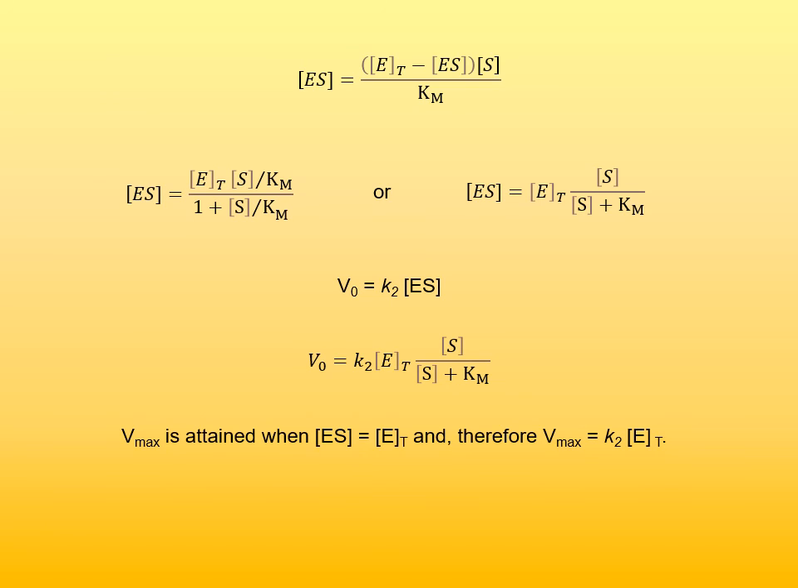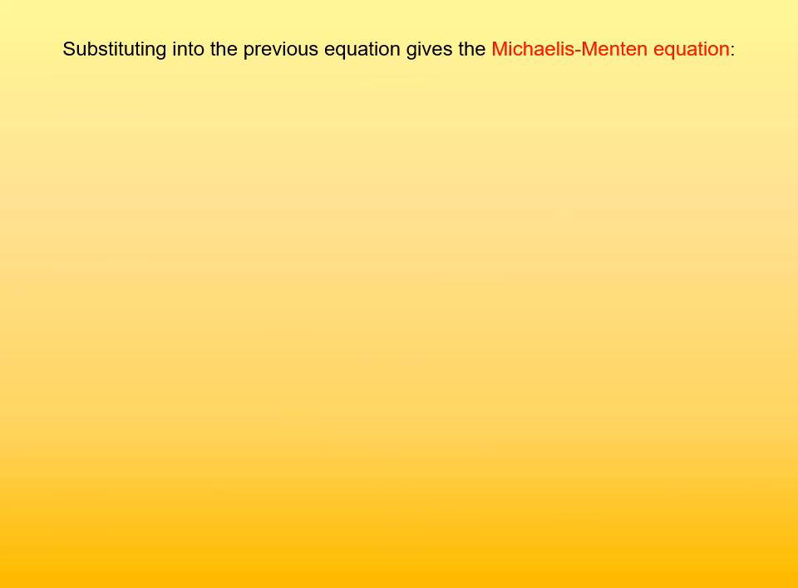Now Vmax is attained when the concentration of enzyme-substrate complex equals total concentration of enzyme, in other words, when enzyme is completely saturated. So that means that Vmax equals K2 multiplied by total concentration of enzyme. And when we substitute that into the previous equation, we obtain the Michaelis-Menten equation. So the Michaelis-Menten equation is initial rate V0 equals Vmax multiplied by concentration of substrate divided by concentration of substrate plus Km.